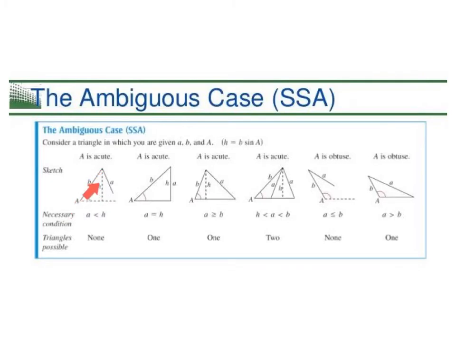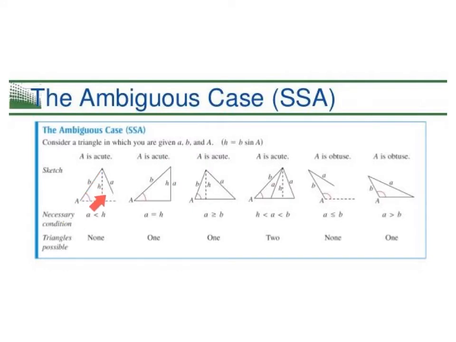We created a right triangle with H, the height of the triangle, and in doing so, now we can use the sine of A equals height over side length B. Solving for that, height equals B sine of A. So this will tell us how tall our triangle is. If A is an acute angle, we have these 4 options, 4 things can happen.